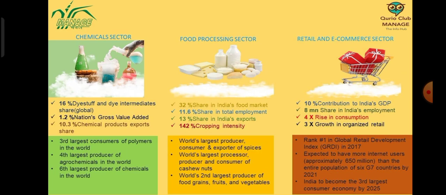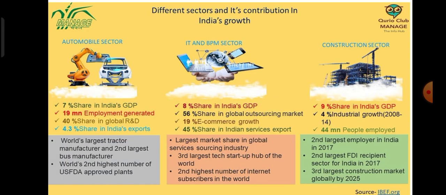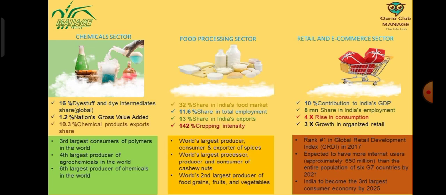Why I discussed different sectors like automobile, IT, construction, retail, chemical, food processing, is because agriculture is the major contributor to our GDP or economy. So a 32% share in the Indian market is food processing. That means it certainly comes from agriculture and its allied sectors. Here, 11.6% share is for total employment, 13% share in India's export, and 142% cropping intensity is already there. Cropping intensity, you already know, is how many seasons cultivation is practiced in a year.